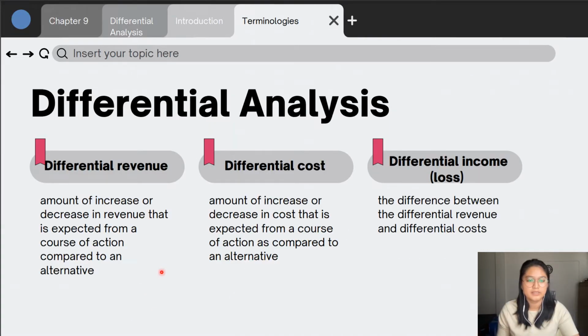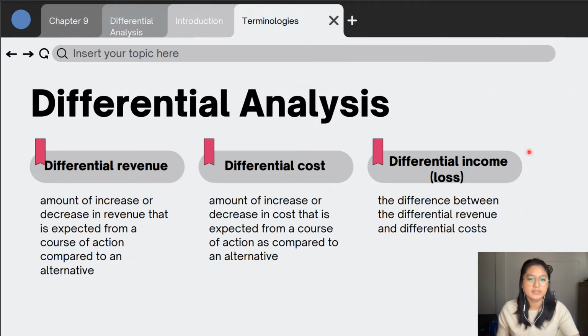Now to start, let us quickly define the common terminologies that are used in this chapter. Differential revenue is the amount of increase or decrease in revenue that is expected from a course of action compared to an alternative, while differential cost is the amount of increase or decrease in cost that is expected from a course of action as compared to an alternative. And the difference between these two, the differential revenue and the differential cost, is called differential income or loss.